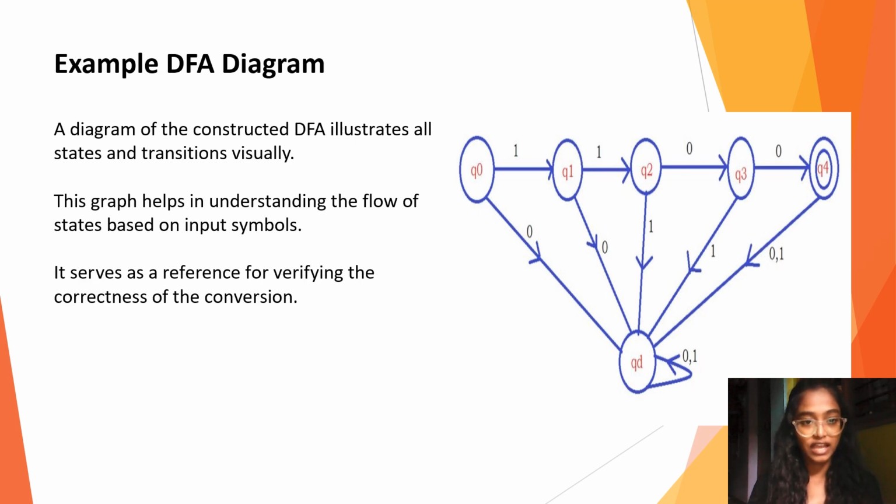Now let us see the example of a DFA diagram. A diagram of the constructed DFA illustrates all the states and the transitions visually. This graph helps in understanding the flow of states based on the input symbols. It serves as a reference for verifying the correctness of the conversion.